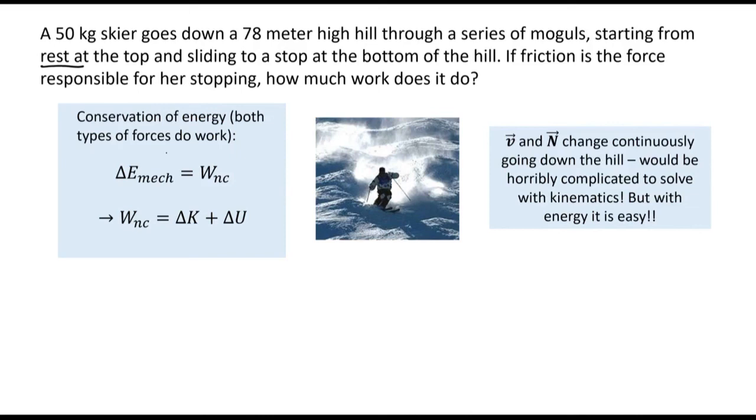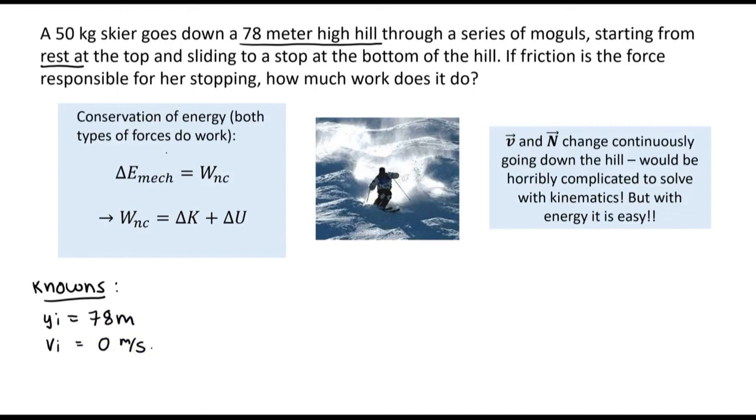All right, so let's go ahead and set it up. First of all, we can write out our knowns here. First thing we know, the skier is going down a 78-meter high hill. And so that tells me that y initial, his initial height, is at the top of the hill. It's going to be 78 meters. And we know that he starts from rest, and so that tells me that v initial is going to be equal to 0 meters per second.